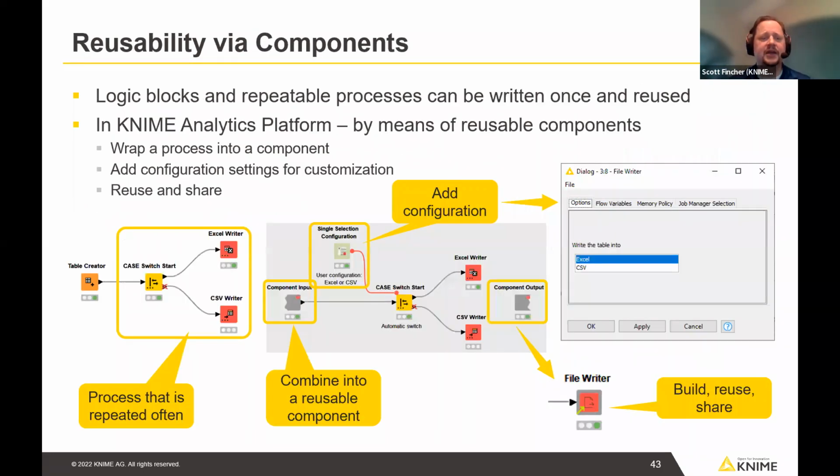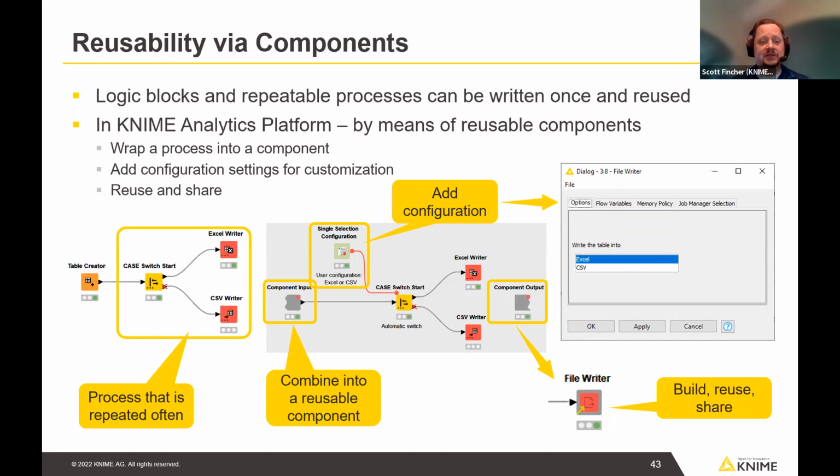And on the next slide, there's even more you can do with components apart from just the idea of sharing them, although that's certainly very important. But this goes back to the idea of adding interaction points, like I mentioned with the configuration nodes before. In this example, we take this process that's repeated often on the left-hand side, where we're going to pick between writing to either an Excel writer or a CSV writer. We're going to take a file and write it to some format. We'd like to give the user of the workflow the option to choose.